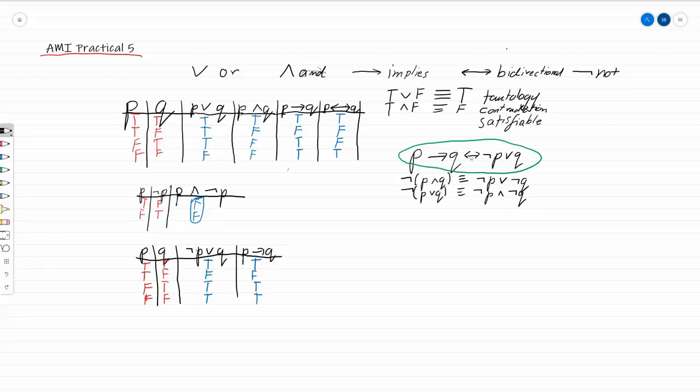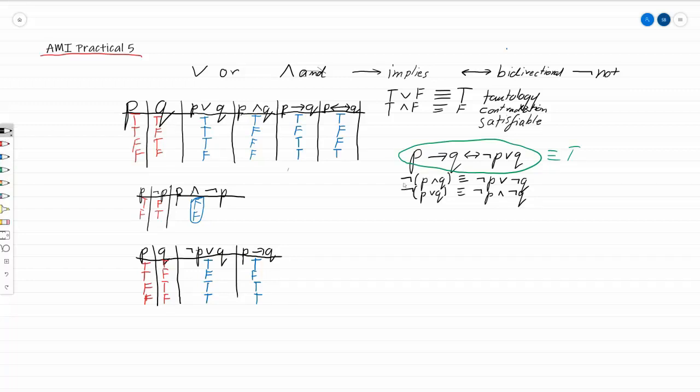So say that they are always the same. And then if they're always the same, implies true. So you're stating this bidirectional is true. Cool. So with this, we've got our truth here now. So we know that P implies Q and not P or Q is the same thing.